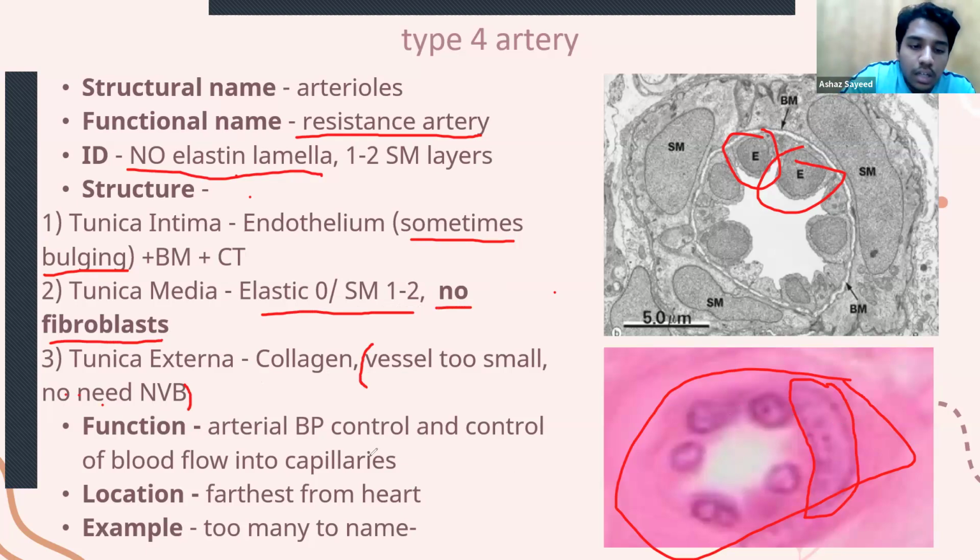Its function is really important. Blood pressure control. Till now, type 1, type 2, type 3, all of them just had, what do you call, transporting blood. Type 4 is important for blood pressure control. So the arterial blood pressure is controlled by the contraction of type 4 arteries.